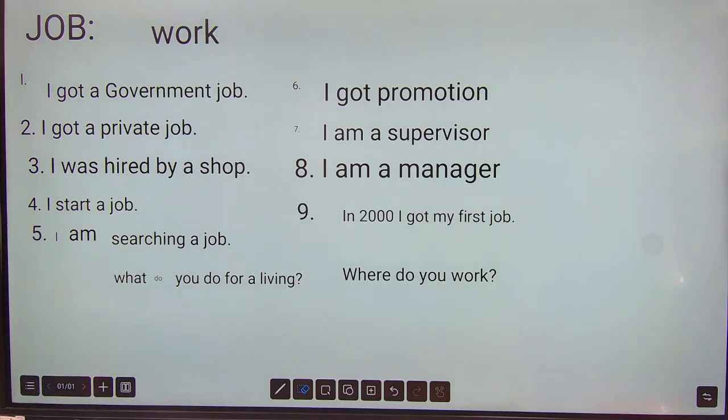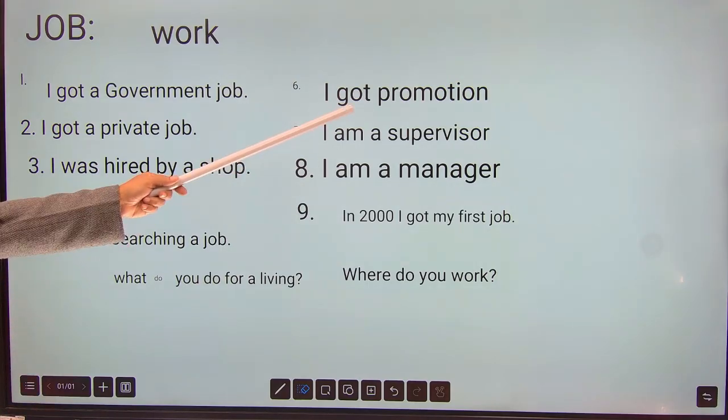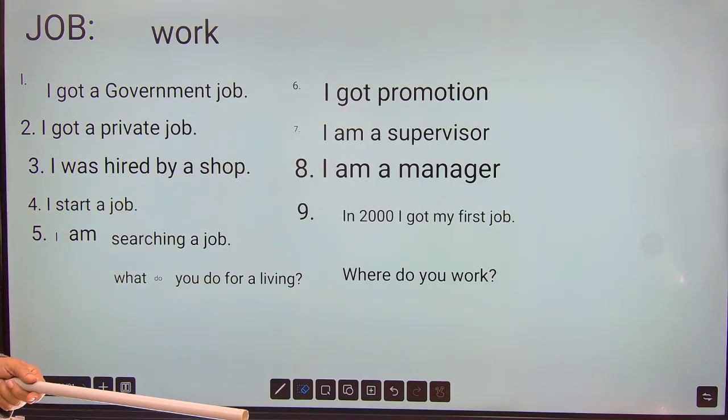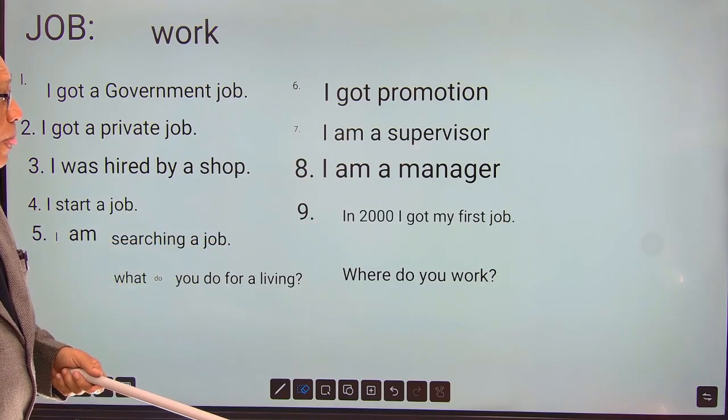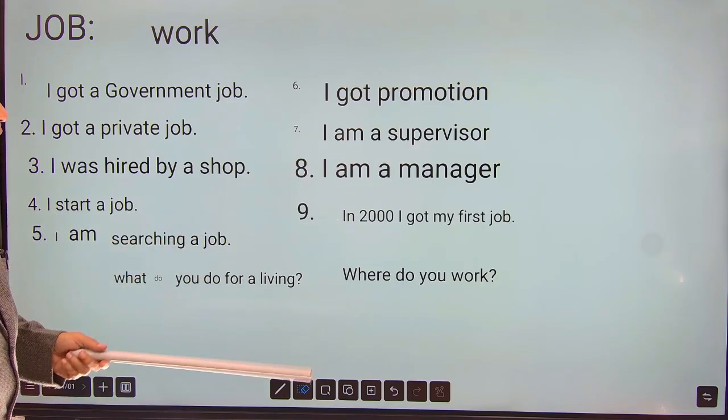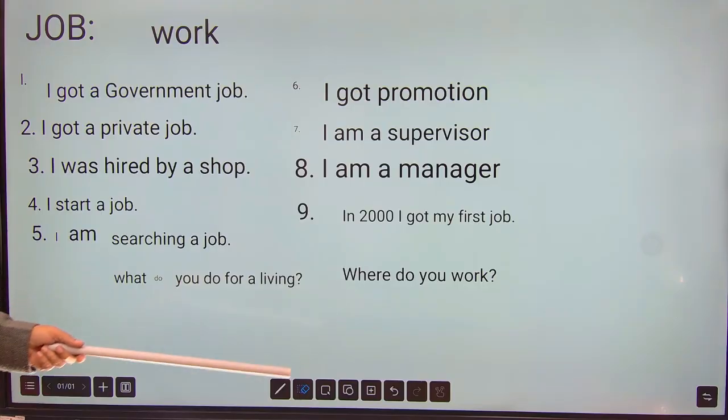I started a job. I'm searching for a job. I got promotion. Promotion means that you've gone to the higher level. I'm a supervisor. I'm a manager. In 2000, I got my first job.